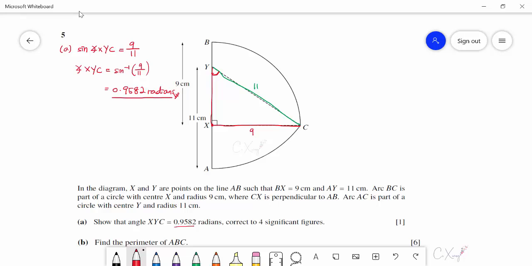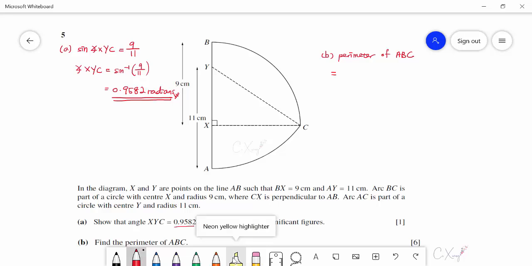Okay, so the main thing is we are trying to use the triangle to help us. After that we are going to part number B. For part B, they want us to find the perimeter of ABC. To find the perimeter of ABC, generally what we need to do is find all the lengths of the sides.